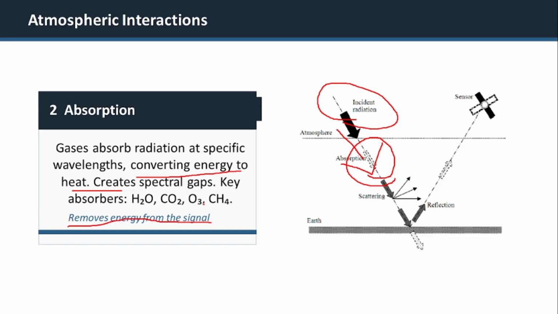Why does absorption matter in remote sensing? Why are we studying this? Because, as I already told you, it removes energy from the signal. So it reduces the amount of energy reaching the Earth's surface. It weakens the signal received by the sensors.